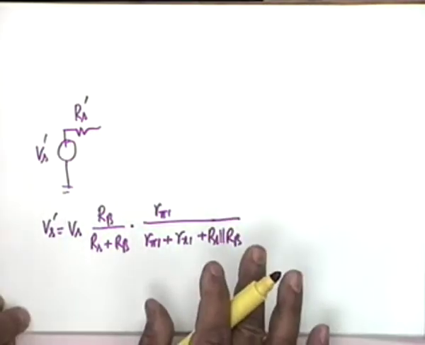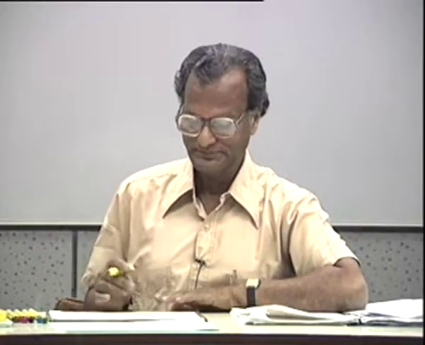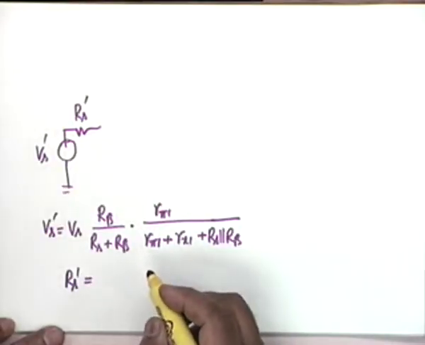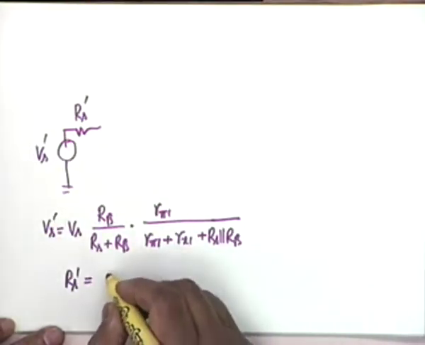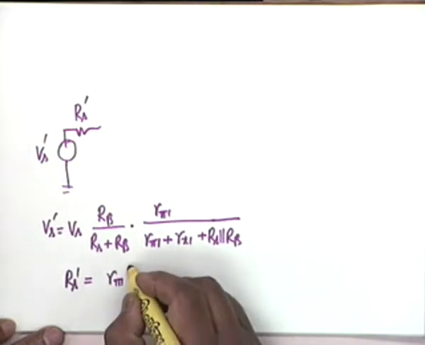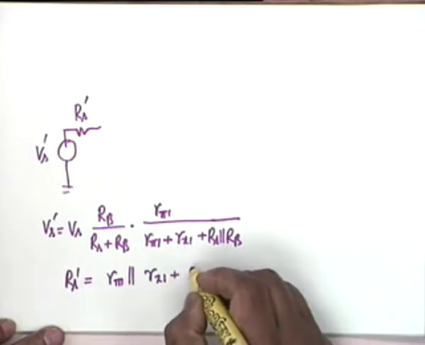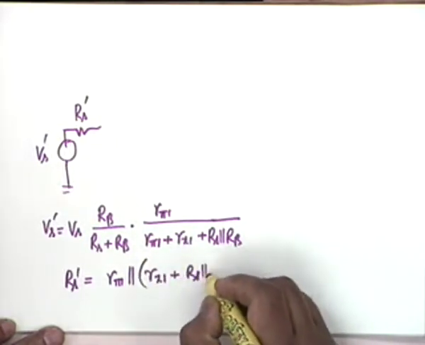Wonderful. This is Vs prime, and I write it by inspection. I don't look at anything else. Can I also write an expression for Rs prime by inspection? This would be R pi 1 parallel Rx1 plus Rs parallel Rb. Wonderful.